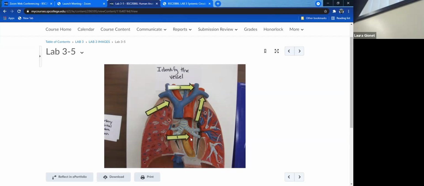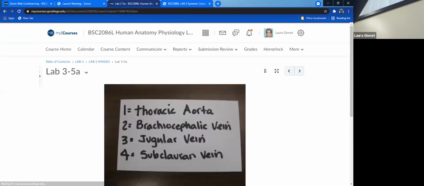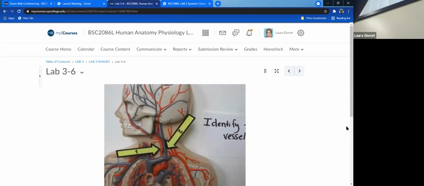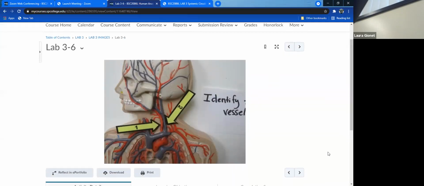So we have the thoracic aorta. We have, again, your brachiocephalics. You have a right brachiocephalic vein here. 3 is pointing to a left jugular vein, and 4 is pointing to a left subclavian vein. So thoracic aorta, brachiocephalic vein. You should know that that is a right brachiocephalic vein, a left jugular vein, and a left subclavian vein. You should be able to identify right and left. That's kind of helpful when you're working in a hospital.